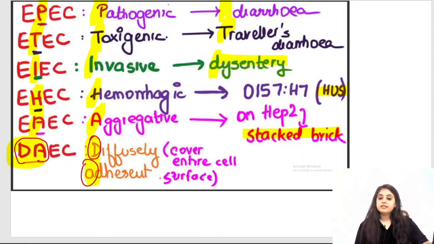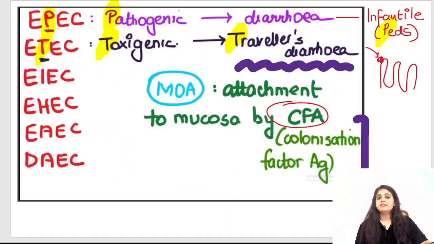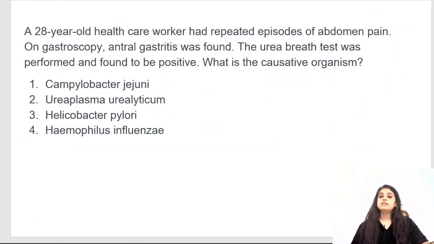Well, having said that, now let's move on to the next question, and I hope this one was an easy one. They were just asking you about traveler's diarrhea, so ETEC is going to be the best answer, enterotoxigenic E. coli. Coming to the next question, let's read it together. There's a 28-year-old healthcare worker who had repeated episodes of abdominal pain and antral gastritis was found. The urea breath test was performed and is found to be positive.